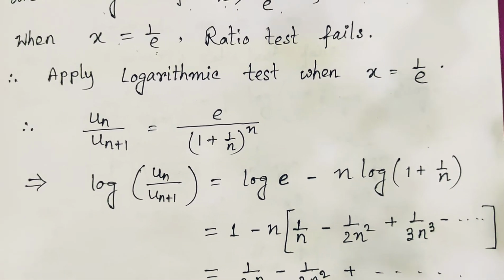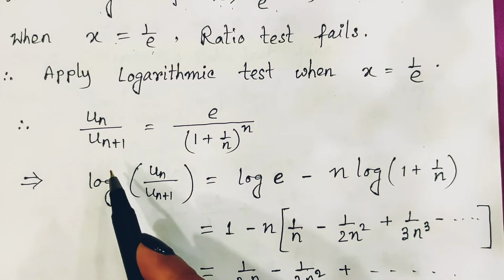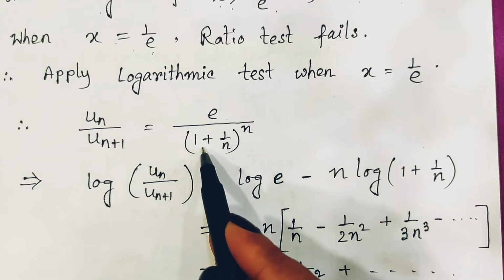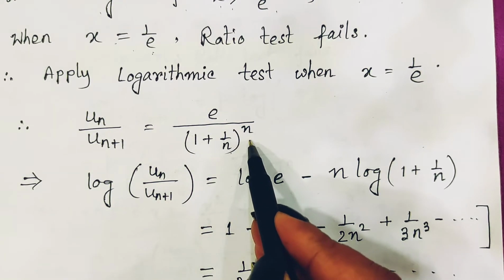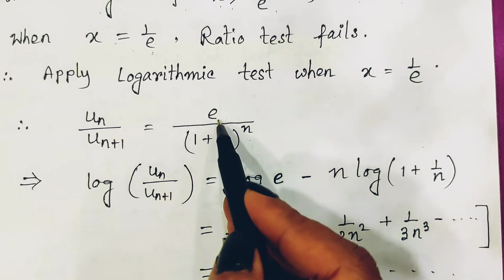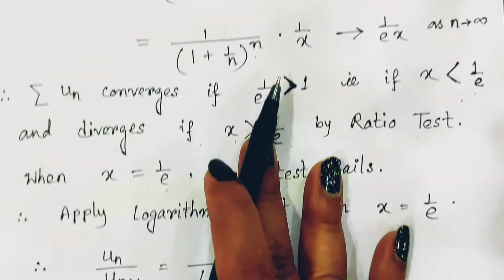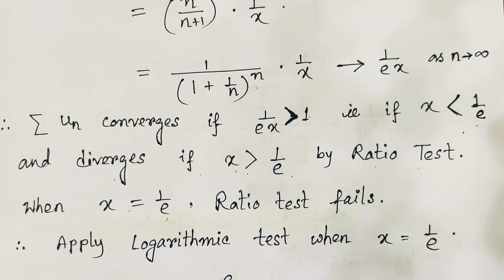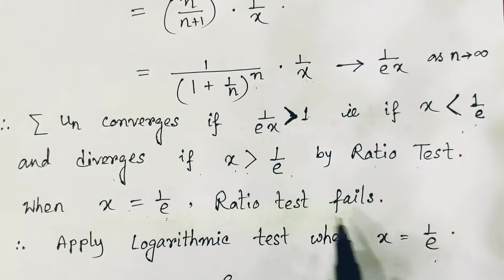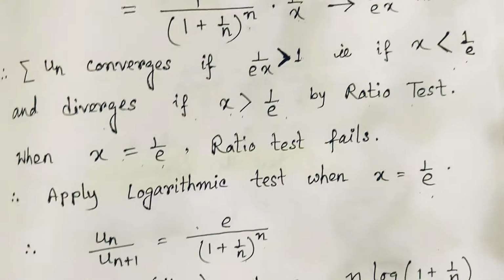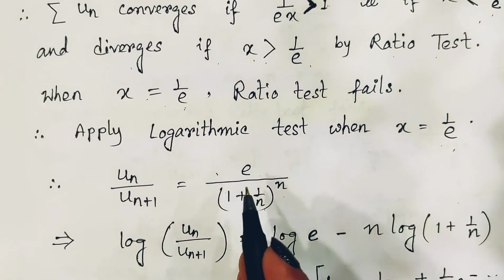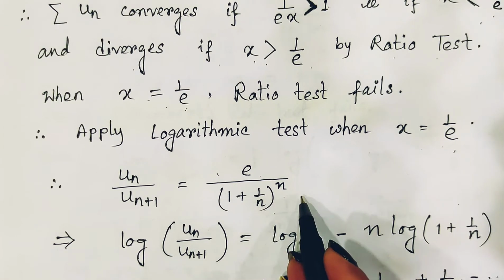So now what to do? Now just very simple, un by un plus 1, for the function value, is e divided by 1 plus 1 by n to the power of n. Why is this e? We just replace this 1 by x here in the function. We are just verifying the logarithmic test when x is equal to 1 by e. So instead of this x, we should substitute 1 by e, so that we will find out that un divided by un plus 1 is equal to e divided by (1 plus 1 by n) whole to the power of n.